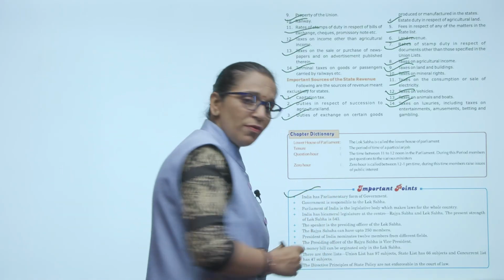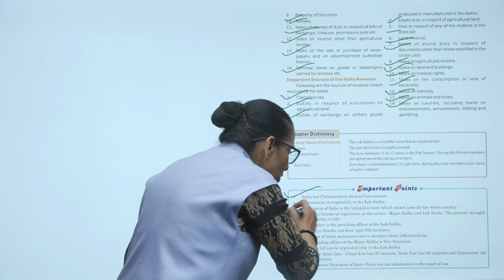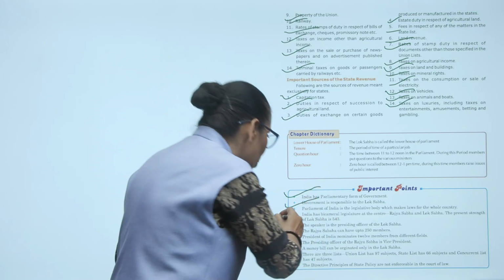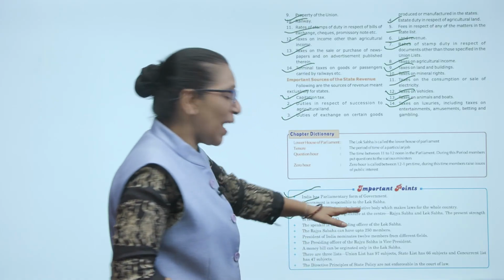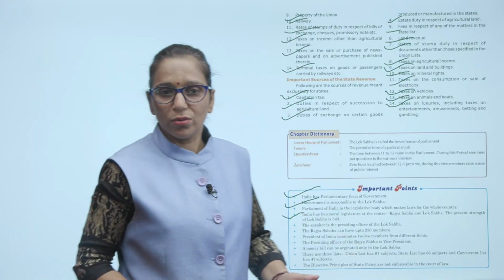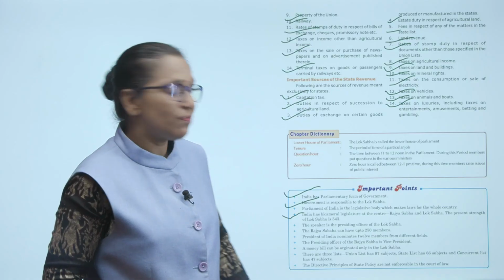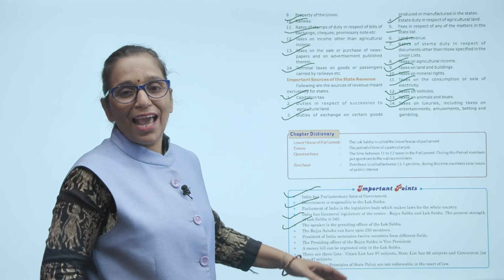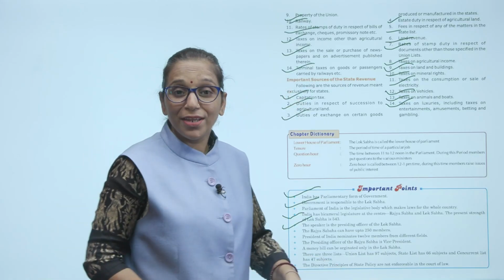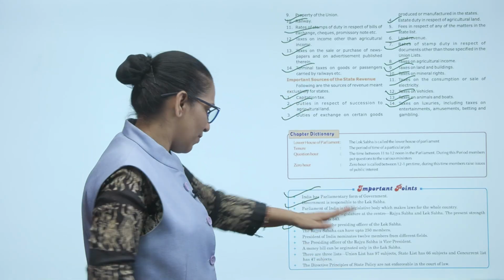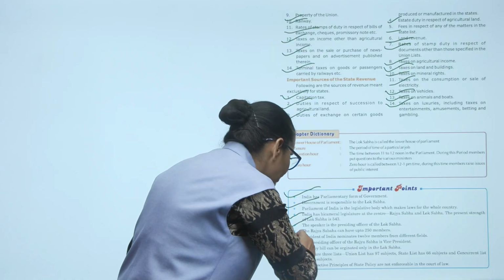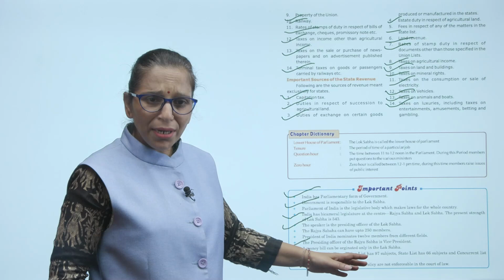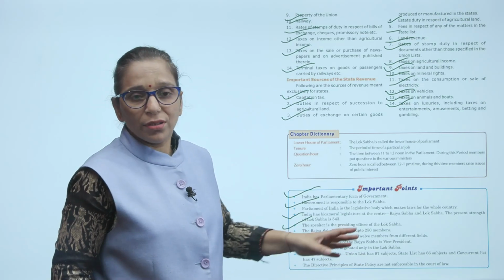India has a parliamentary form of government. Government is responsible to the Lok Sabha. Parliament of India is the legislative body that makes the law. India has a bicameral legislature, Rajya Sabha and Lok Sabha, and the present strength of Lok Sabha is 543. Speaker is the presiding officer of the Lok Sabha. Rajya Sabha can have up to 250 members. President of India nominates 12 members from different fields. Presiding officer of the Rajya Sabha is the Vice President. Money bill is only and only introduced in the Lok Sabha.